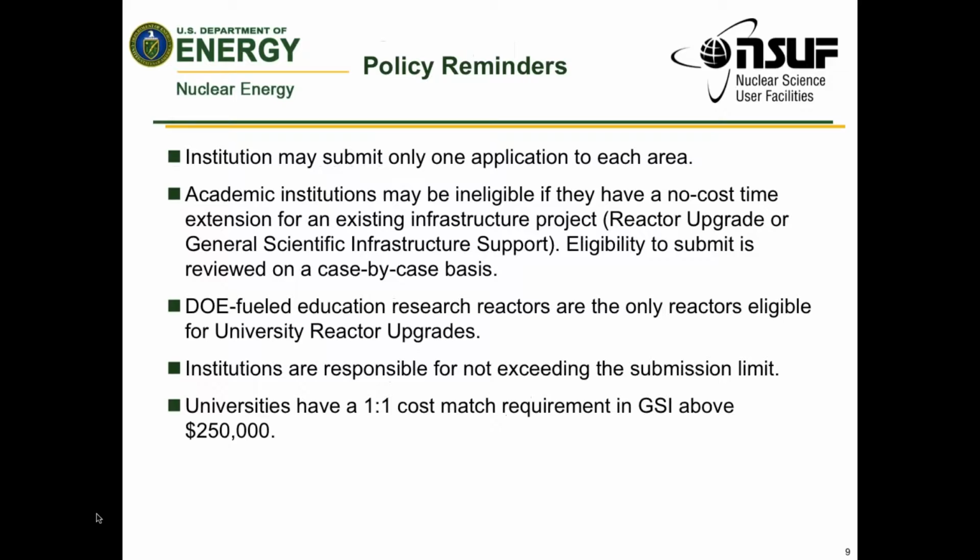I would like to go over some policy reminders. Institutions may submit only one application to each area. There's the two areas, 1 and 2. Academic institutions may be ineligible if they have a no-cost time extension for an existing infrastructure project. Eligibility to submit is reviewed on a case-by-case basis.